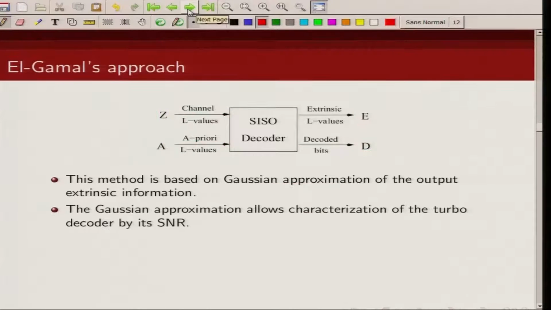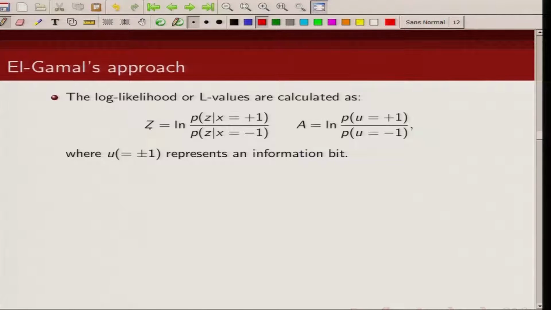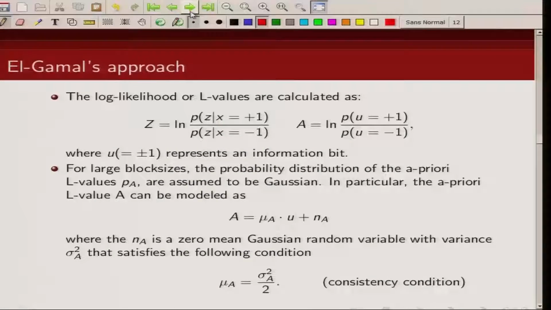Now, we are using this Gaussian approximation. So, assume we have one Gaussian channel. If X was my modulated signal and N is my Gaussian noise, then what I receive is Z. Now, the likelihood ratio of Z, we can write it like this. Similarly, the L value of this a priori information I can write it like this. Now, for large block sizes, this a priori distribution is assumed to be Gaussian.